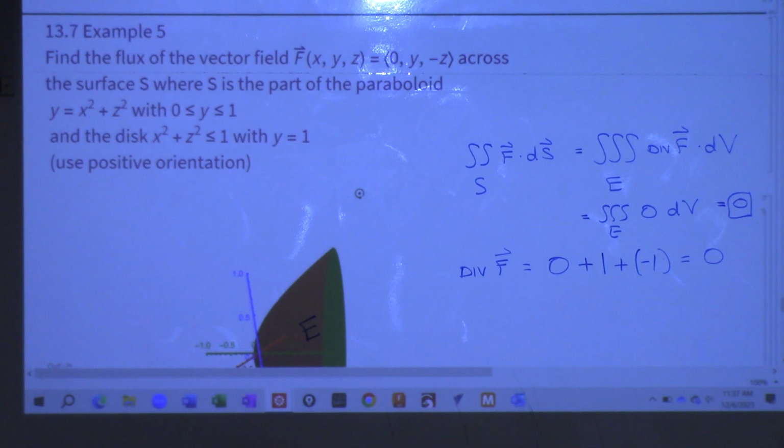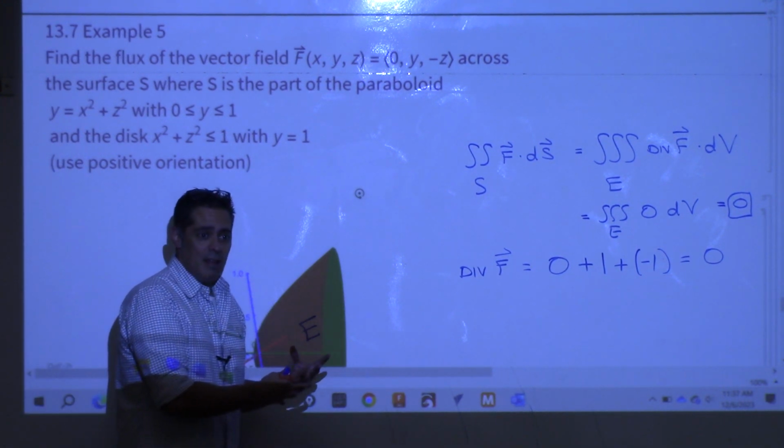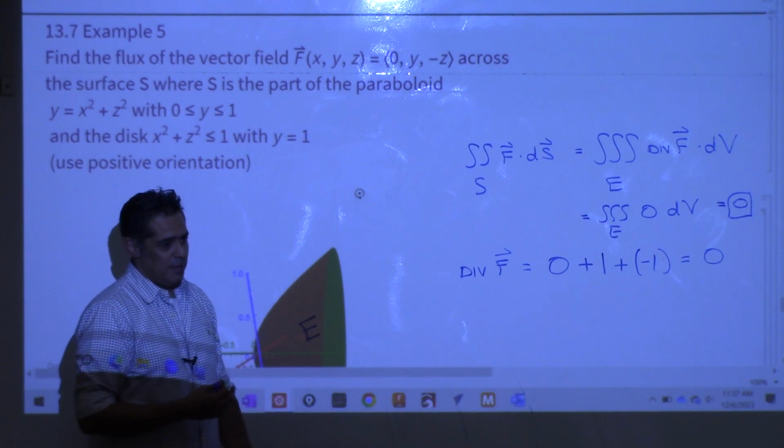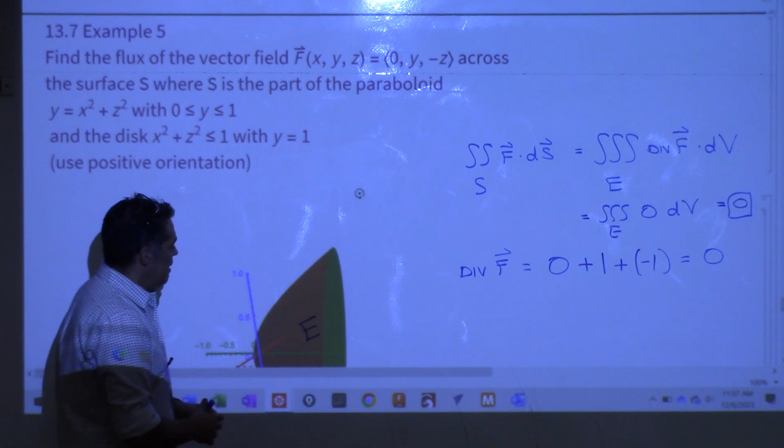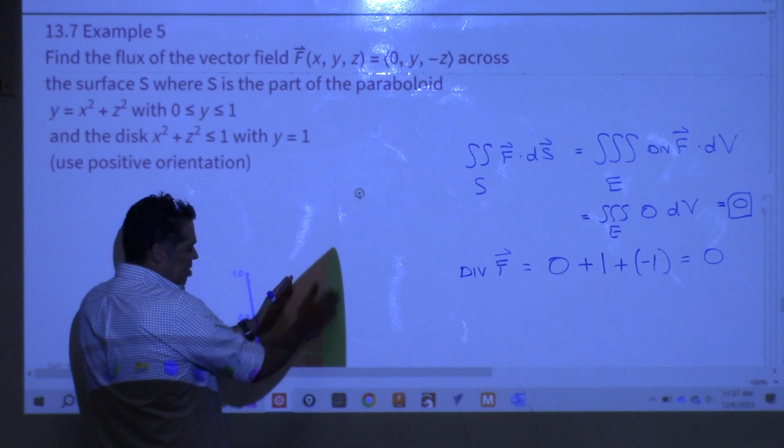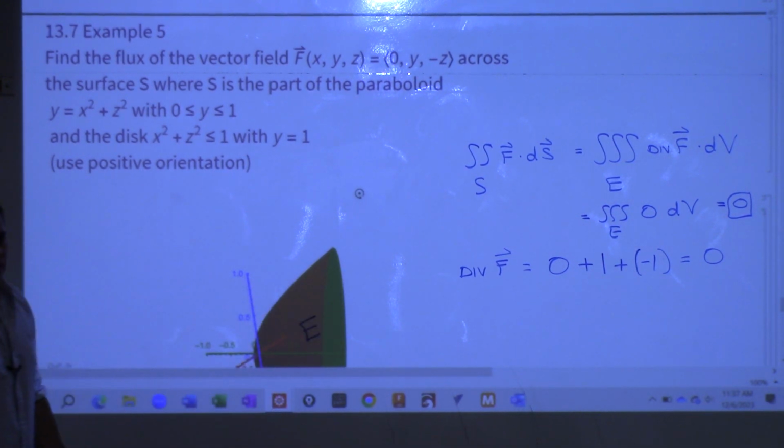So on an exam, if I were asked to find the flux and I see a surface and I see it encloses a solid, I'm going to go for the divergence theorem first. Now, if I just wanted the back part and there was no green, then you couldn't use the divergence theorem.